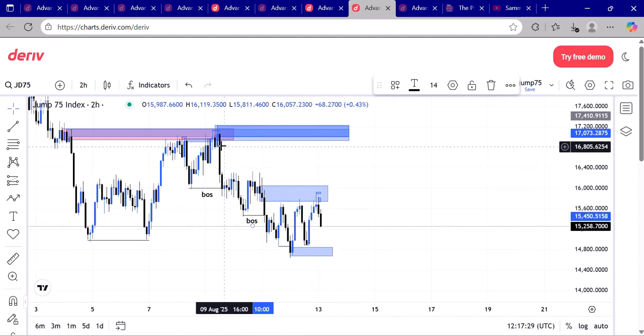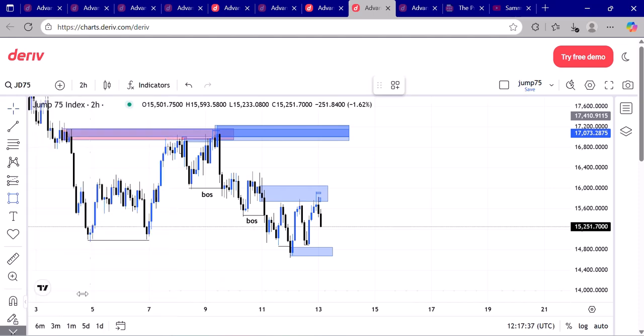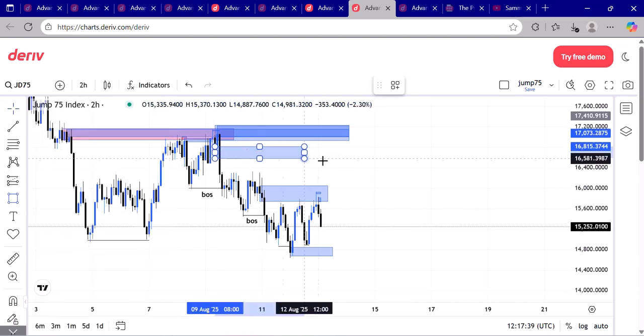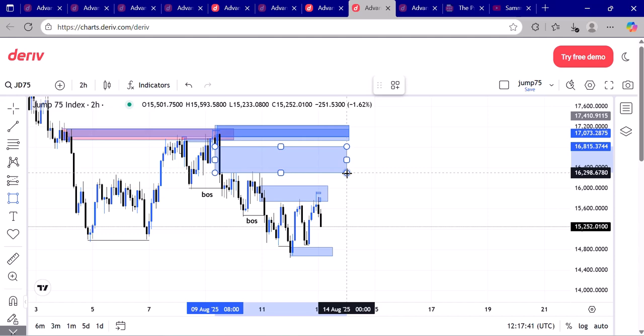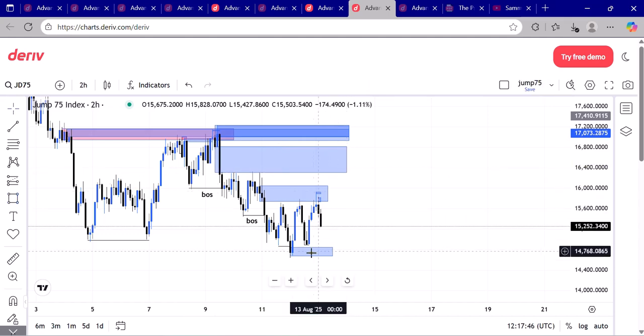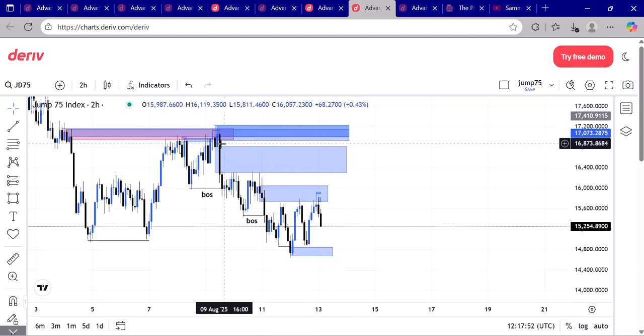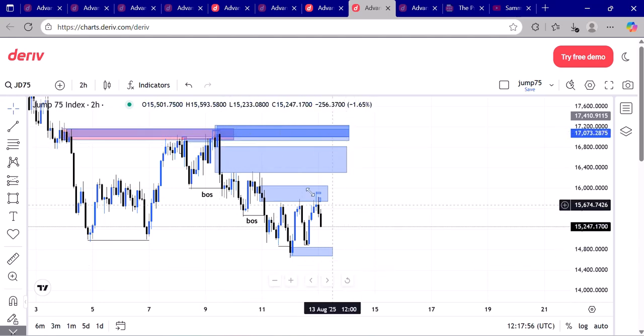But if we look up here, after this break of structure to the downside, there is imbalance. Now this imbalance is so big. The inefficiency here is so wide. So it is expected that price in the future is going to come in, trade here efficiently, and tap into this zone before it sells off. Okay, so that's what we're looking at.